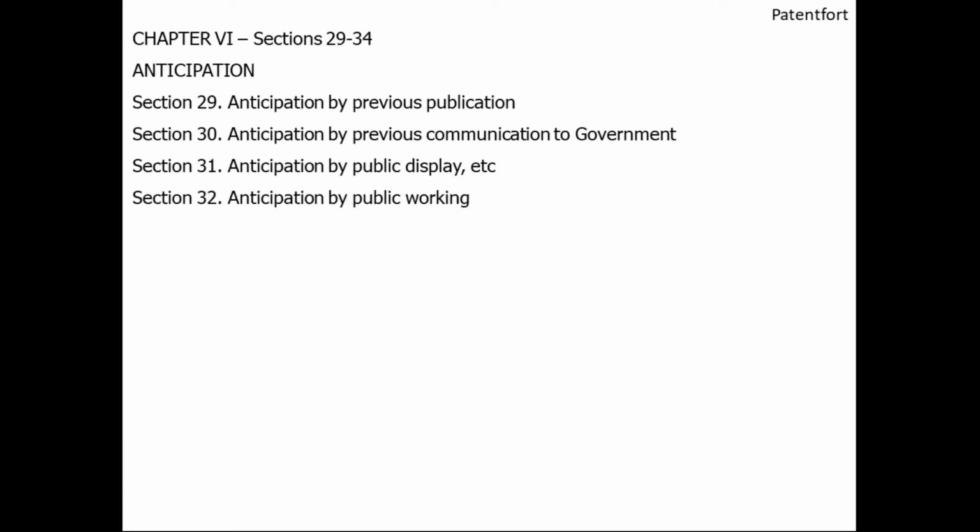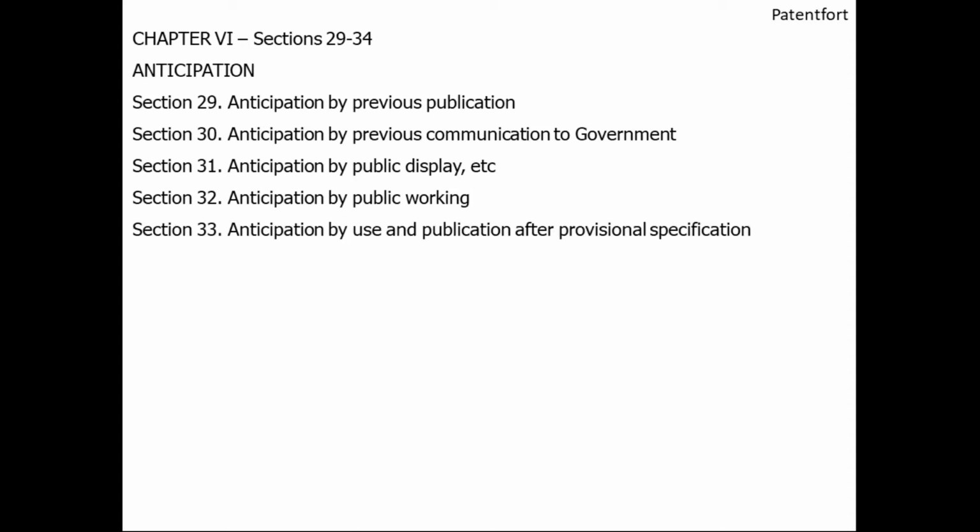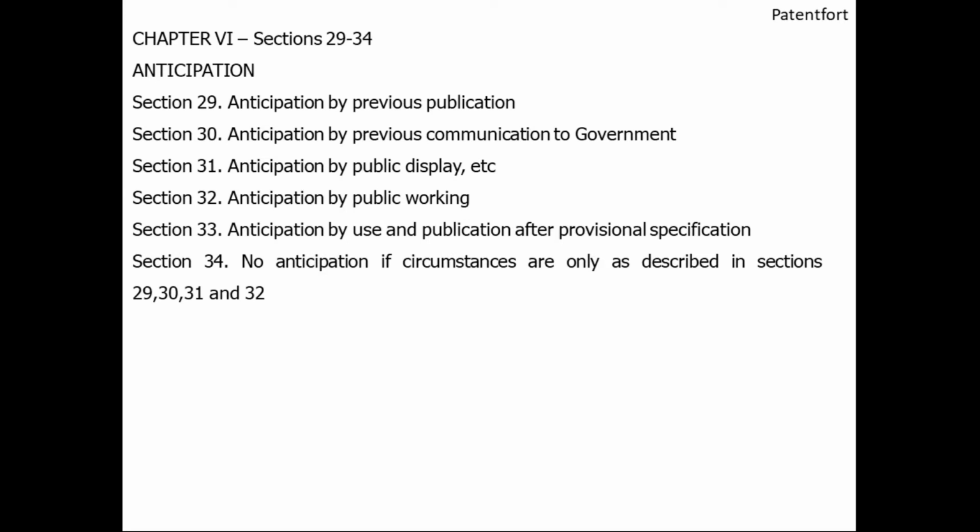Chapter 6 Sections 29 to 34 Anticipation. Section 29 Anticipation by previous publication. Section 30 Anticipation by previous communication to government. Section 31 Anticipation by public display, etc. Section 32 Anticipation by public working. Section 33 Application by use and publication after provisional specification. Section 34 No anticipation if circumstances are only as described in sections 29, 30, 31 and 32.